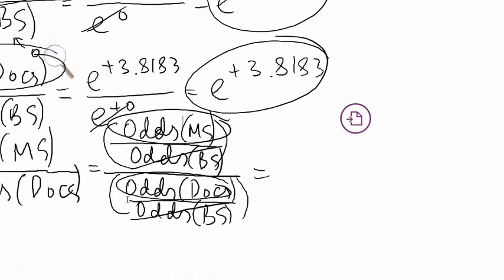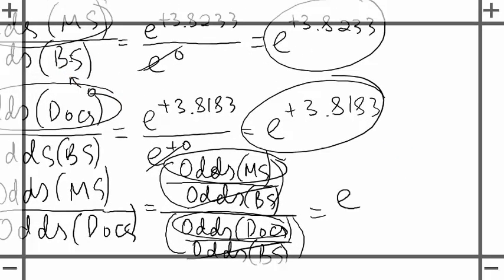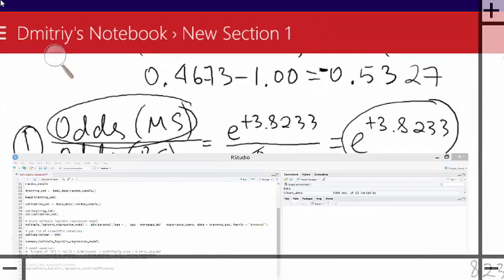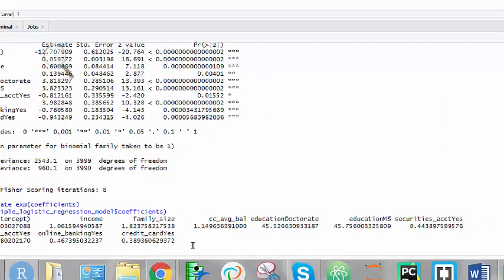Simple as that. So therefore, all I have to do really, this magnifier makes me jump all over the place, is e to the power plus 3.8233 divided by e to the power plus 3.8183. Simple as that. And they're already calculated, I already computed them. Let's go back to the output. Here is my e to the power MS, right?